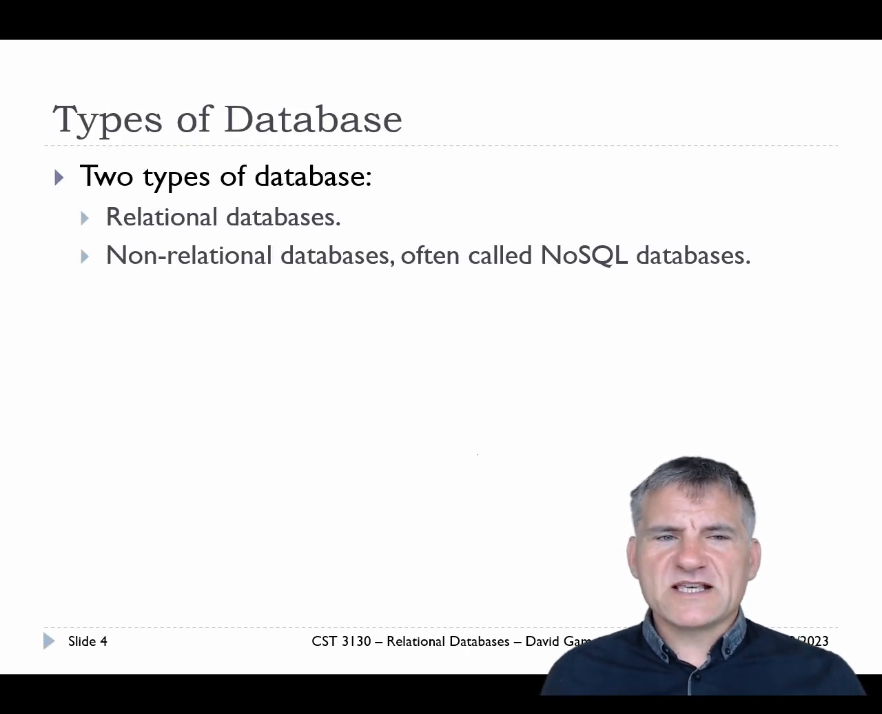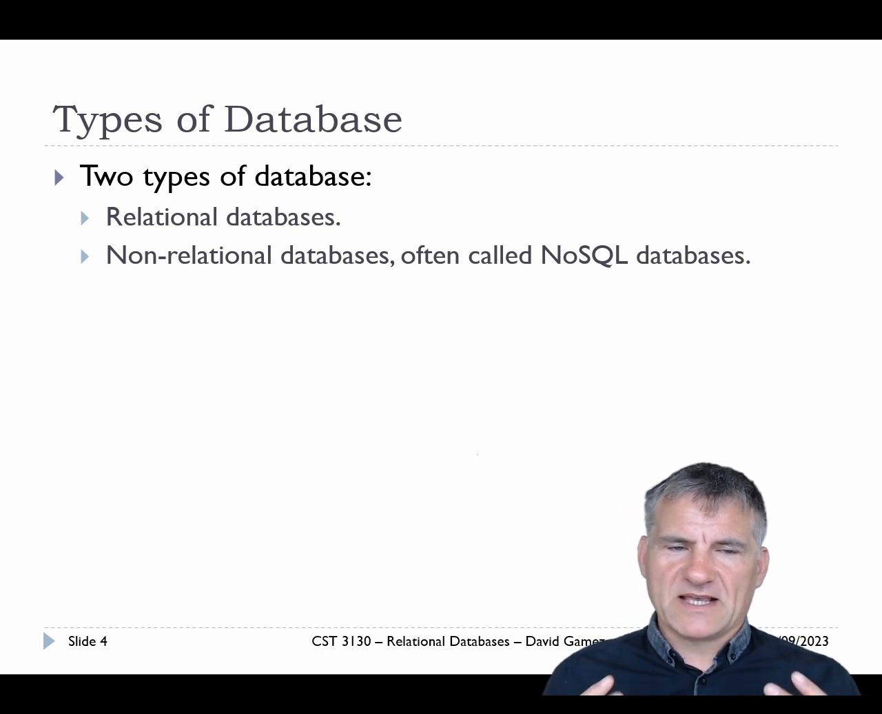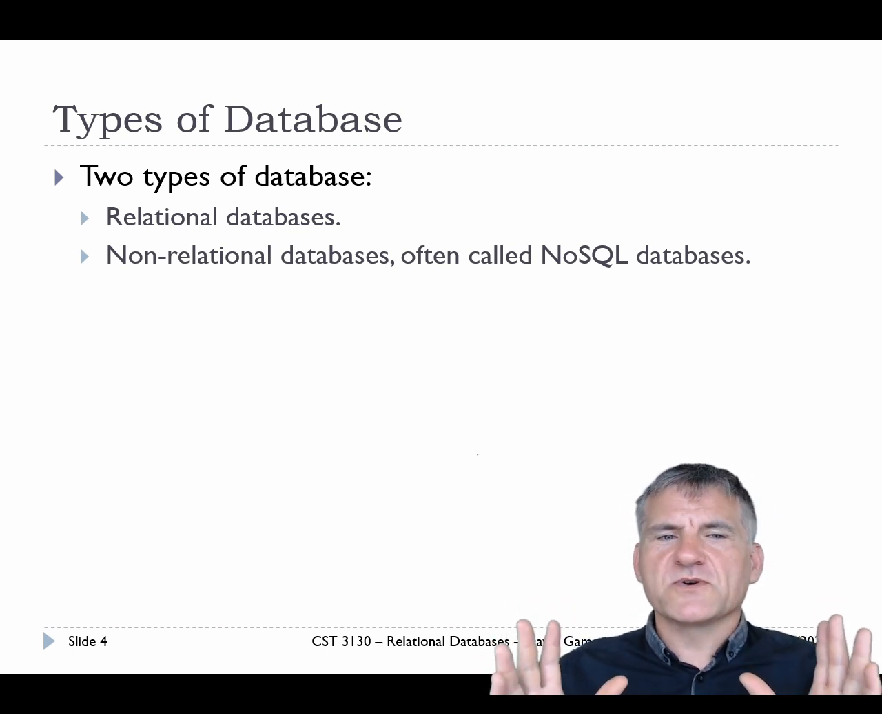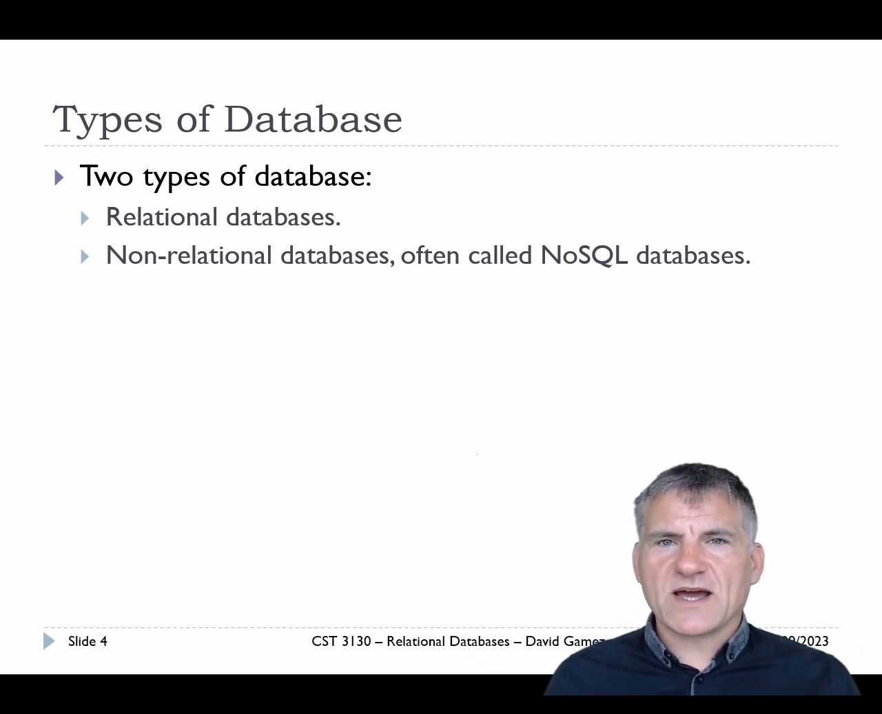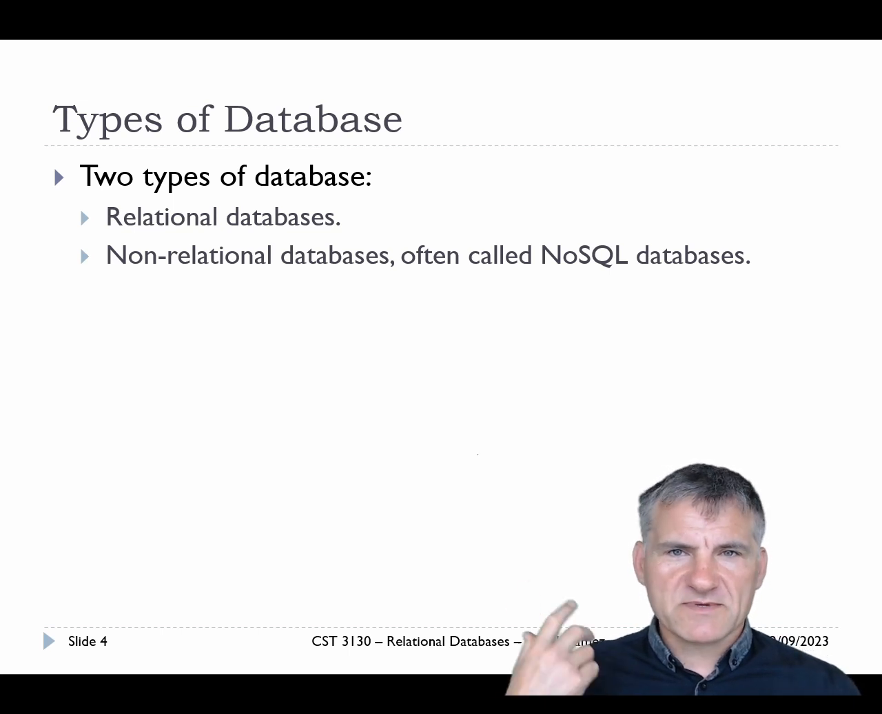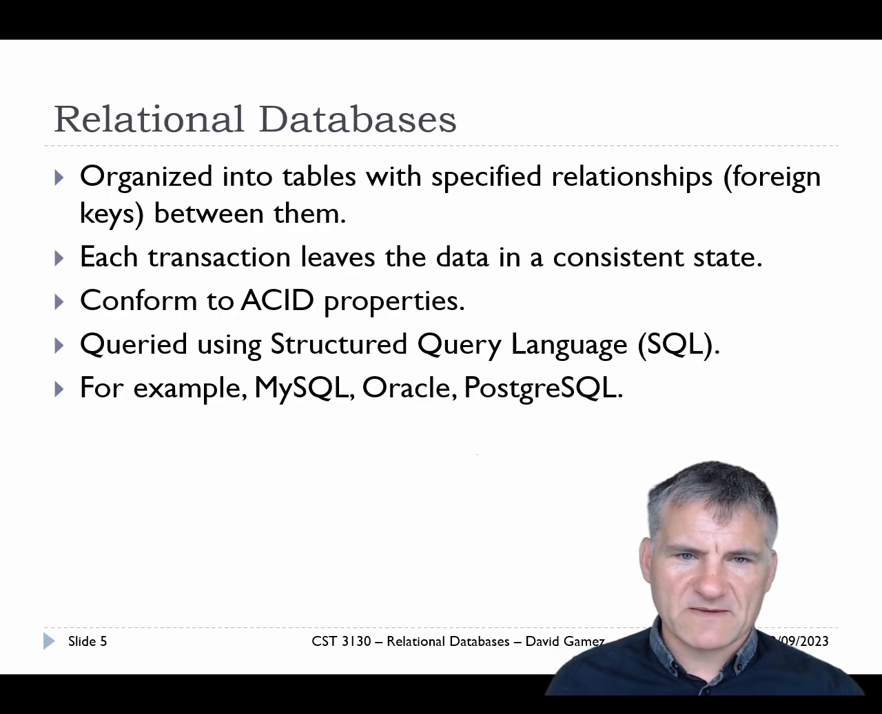So very loosely speaking, there are two types of database. We have the old school relational databases, which I'm covering in this lecture. And then there's quite a wide variety of non-relational databases that are often called NoSQL databases. So I'm just going to say a little bit about the differences between them.